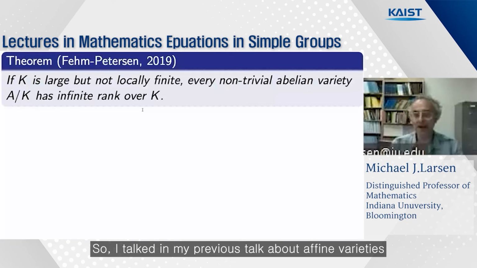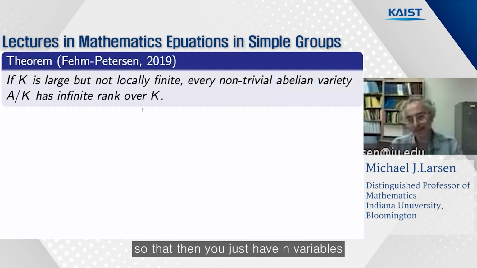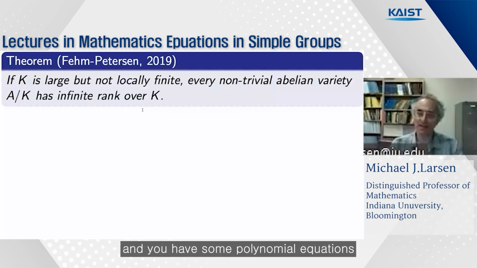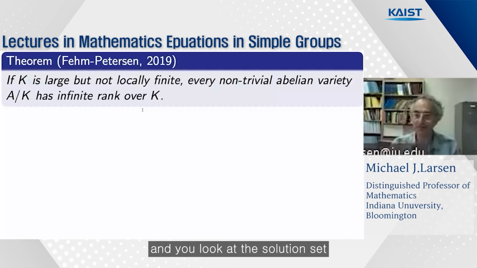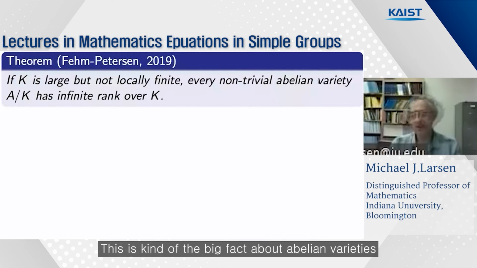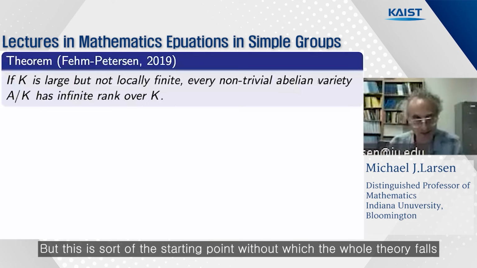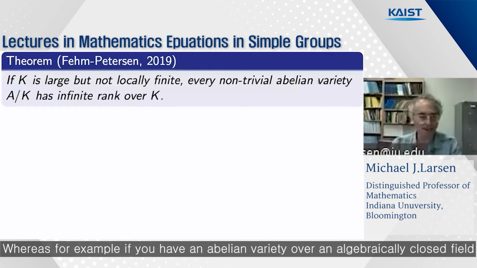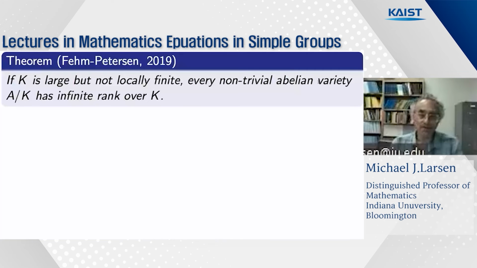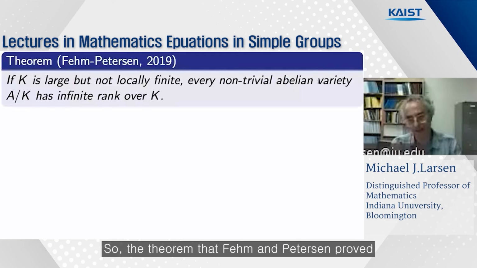I talked in my previous talk about affine varieties, where you just have n variables and some polynomial equations, and you look at the solution set. Projective varieties, this is the big fact about abelian varieties, and abelian varieties in number theory as well. This is the starting point without which the whole theory falls apart. Whereas, for example, if you have an abelian variety over an algebraically closed field, generally this is not true.